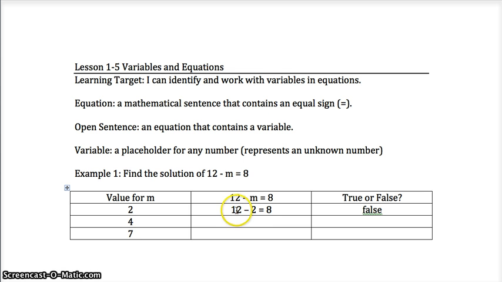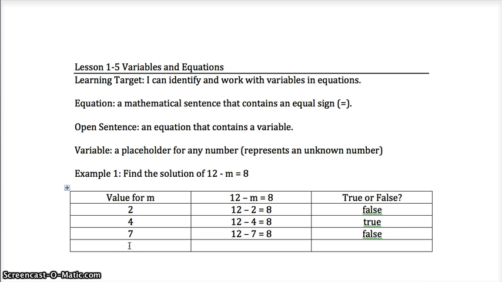Let's look at 4. So we take the same equation from up here, and we do 12 take away 4, equals 8. Is this equation true? 12 take away 4 is 8? Yes, it is. This is true, so we could write true in this line. And then let's look at 7. 12 take away 7 equals 8. Is this equation down here true? No, this is not, so the answer is false.